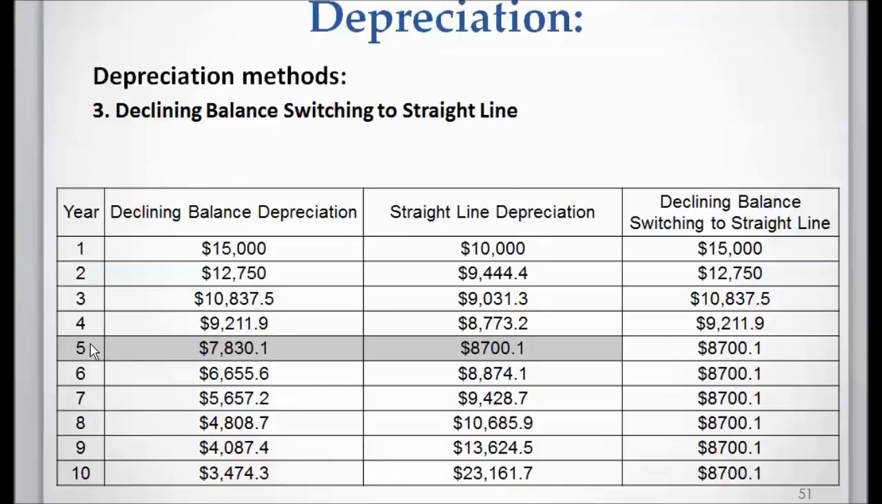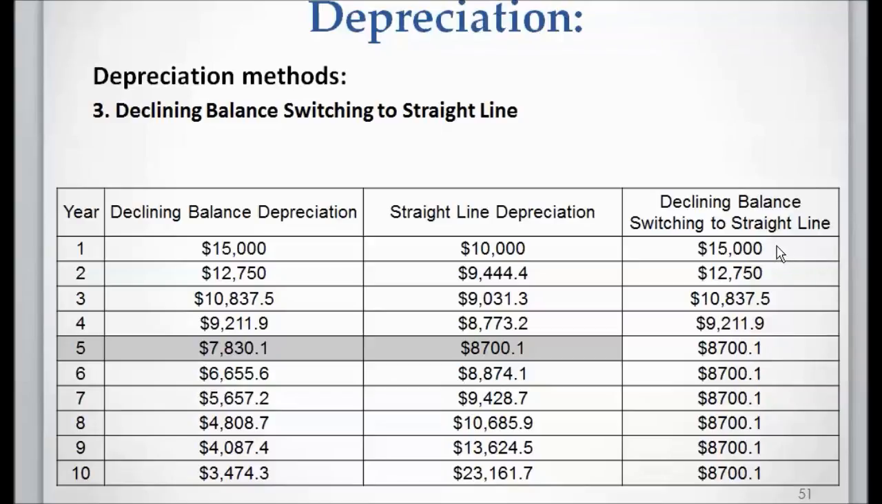So as we can see here, year 5 is the earliest year that the straight line depreciation gives us higher depreciation than declining balance depreciation. So in this year we switch from declining balance to the straight line. So before year 5, we are going to have depreciation calculated from the declining balance, I wrote that in the last column. And at year 5, we switch from declining balance to the straight line. So we are going to have $8,700 of depreciation at year 5 based on the straight line depreciation method.